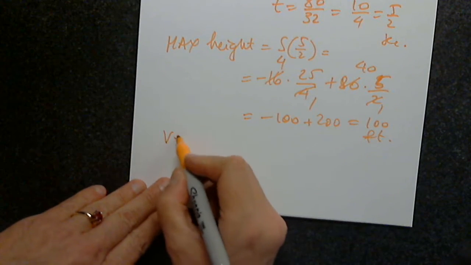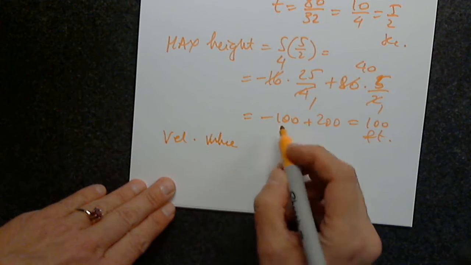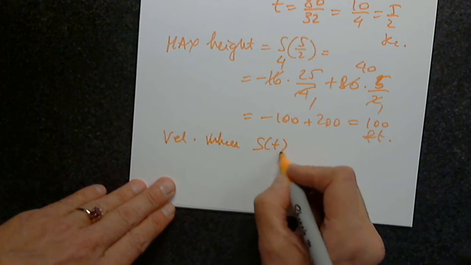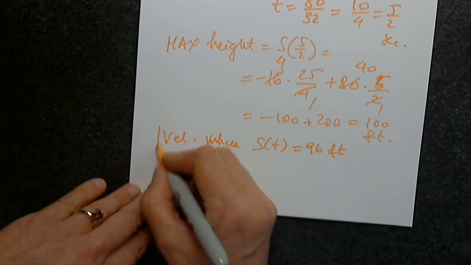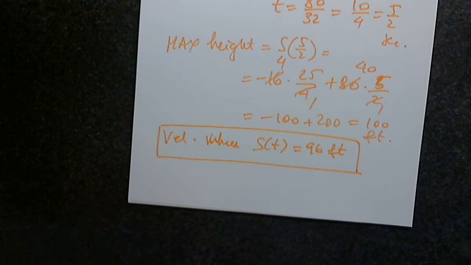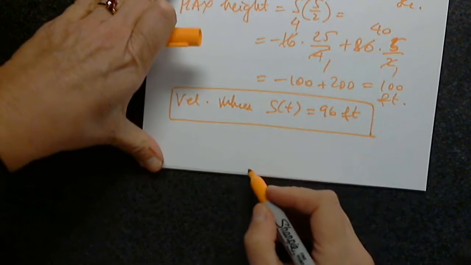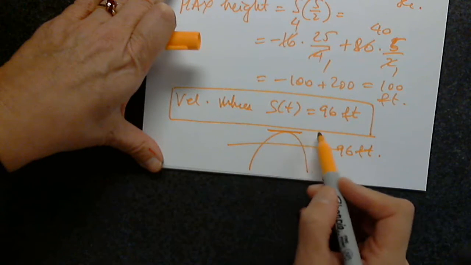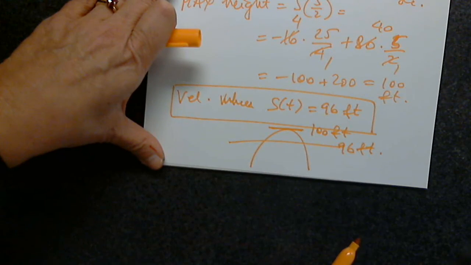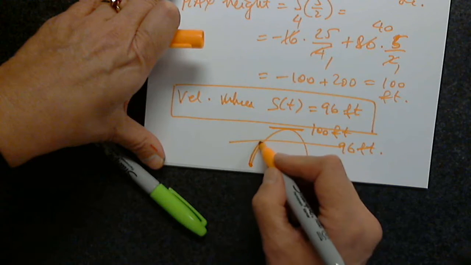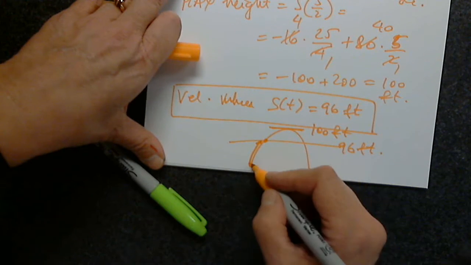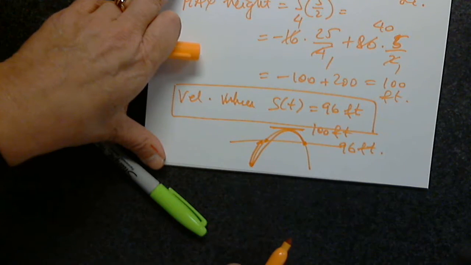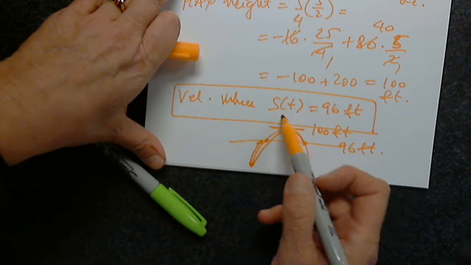So we want to find the velocity when s of t is 96 feet. That's our next question. Find the velocity when the ball goes, so it's a maximum, right? So this is 96. I know this is not the maximum height because the maximum height is 100. We just determined that. So between this point, and then between this point and this point, on its way up, on its way down.